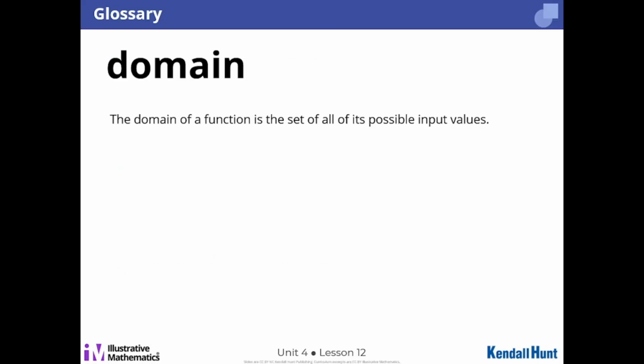We have 3 glossary terms today. The first one is domain. This is simply all the possible input values that you could accept. You're thinking about things like, do they need to be positive numbers? Are they allowed to be negative? Are they allowed to be 0? Can they be partial numbers? Things like that.